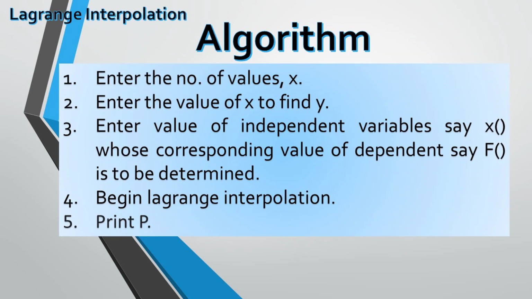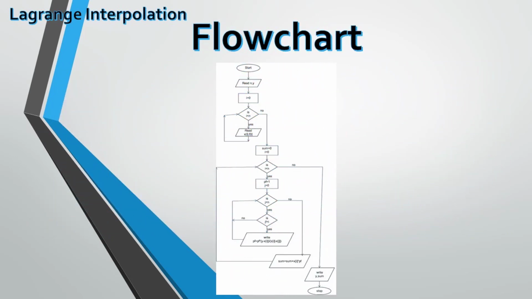This is the algorithm of the program. First, we have to enter the number of values or data points. Then, we have to enter the value of x to find y. Enter the values of the independent variables, say x of 0, x of 1, and so on, whose corresponding values of the dependent variable, say f of 0, f of 1, and so on, are to be determined. Begin Lagrange interpolation. Print the output. Here's the flowchart representation of the program based on the given algorithm.